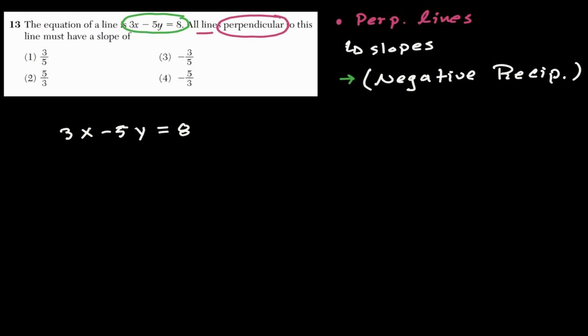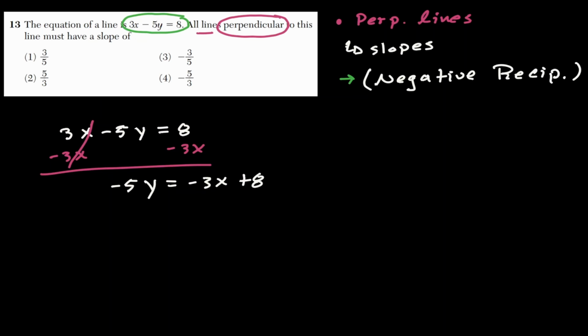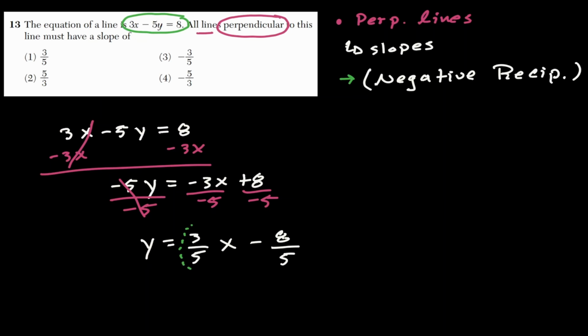Let's start by solving for y. So let's start by taking away 3x on both sides. And then let's divide by negative 5. So now we got 3 over 5, positive. Negative divided by negative, it's positive, minus 8 over 5. And now let's stop here, because whatever expression we have in front of x, this is the slope of our line.